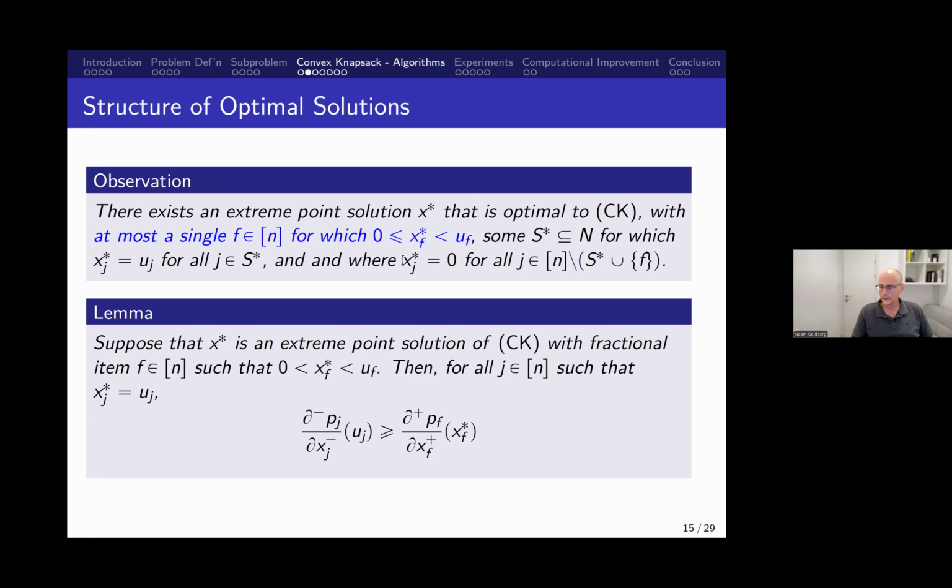It's fairly straightforward. So this property says that the fractional item should have a directional derivative, or right-hand side derivative, at most the left-hand side directional derivatives of the items that are fully used. For a solution that is optimal, that must be the case.